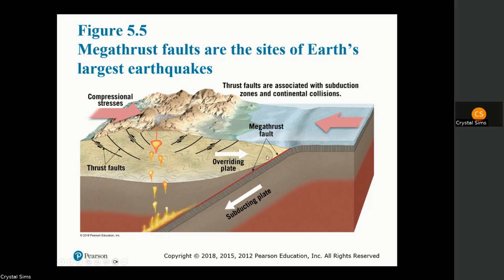And as it's being bent, as the subducting plate continues, eventually those frictional forces are going to be exceeded, and the overriding plate is going to snap back into place. And that generates an earthquake. And the magnitude of that earthquake is really dependent upon the size of this zone of slippage.